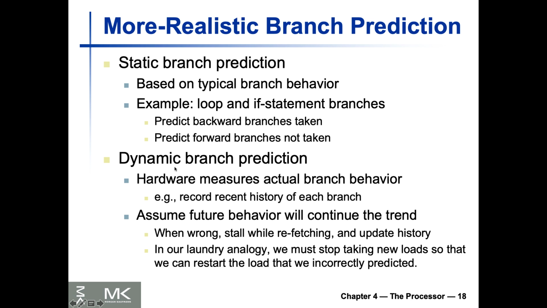In the case of dynamic branch prediction, you can sometimes use a history, as I mentioned. You keep a history of all the branches in that specific hardware, and then you say, okay, 70% of the time it went this way, so I'm going to take that history into account and either take it or not. For instance, in the laundry analogy, we must stop taking new loads so that we can restart the load that we incorrectly predicted. So in the case that we missed a branch, we have to stop, reverse that, and pay a price of one or two stalls, and then we do the rest. But for the other cases where we were correct, we can just carry on normally. Was that clear?